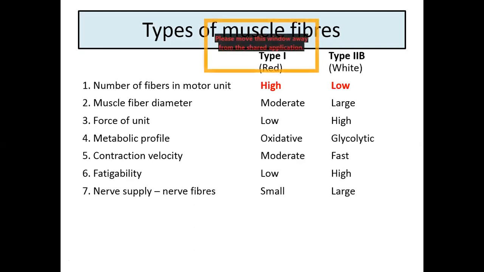So that completes the types of muscle fibers and the properties of muscle contraction. Any questions? If you don't have any questions, we'll again touch upon the properties of skeletal muscle contraction in the lab session, so we'll discuss it again there.